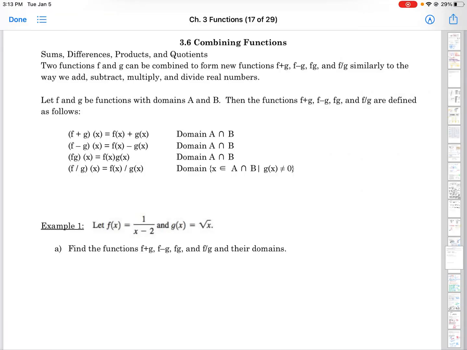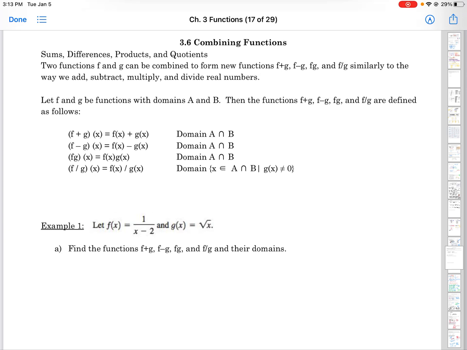Section 3.6, combining functions. Sums, differences, products, and quotients. In order to find the sum, the difference, the product, or the quotient of two functions, we're just going to take both of their equations and either add, subtract, multiply, or divide them. The tricky part is finding the domain. But let's see first how we do those operations.